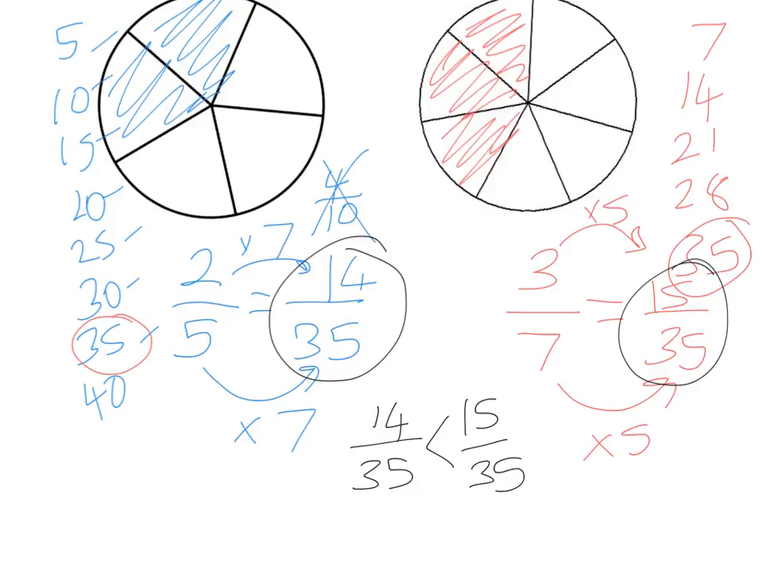Now if we go back to my original question, which would I rather? Well, it really depends on whether I like pizza or not. If I do like pizza, then I would rather be given this amount, which is 3/7, and if I'm not so keen, I'd rather this amount, which is 2/5, which is why you need to justify your answer to explain which one you'd rather do.